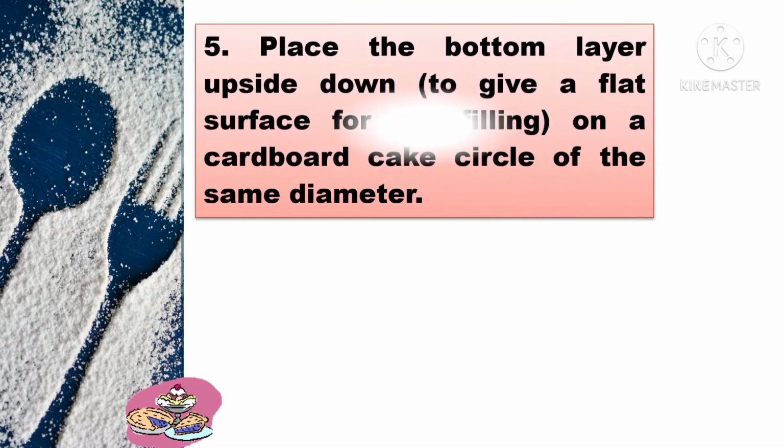Fifth, place the bottom layer upside down to give a flat surface for the filling on a cardboard cake circle of the same diameter. Place the cake at the center of the cake turntable. If a cake circle or turntable is not available, place the cake on a serving plate. Slip sheets of wax paper or parchment paper under the edges of the cake to keep the plate clean.